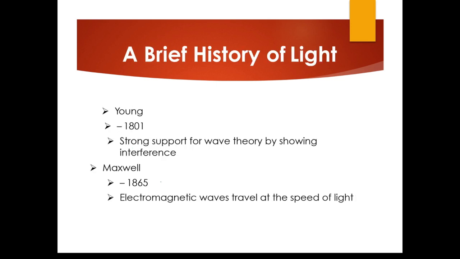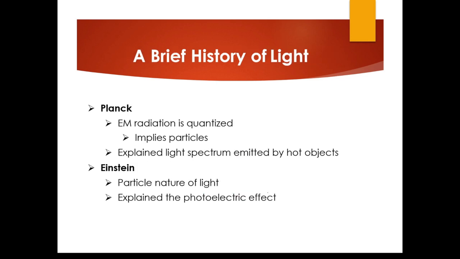Then we had Young in 1801, who showed strong support for wave theory by showing interference. And then we saw Maxwell in 1865, who showed electromagnetic waves travel at the speed of light. Then Max Planck came along and showed electromagnetic radiation is quantized, which implies and shows support for the particle theory. And he explained the light spectrum emitted by hot objects in his work.